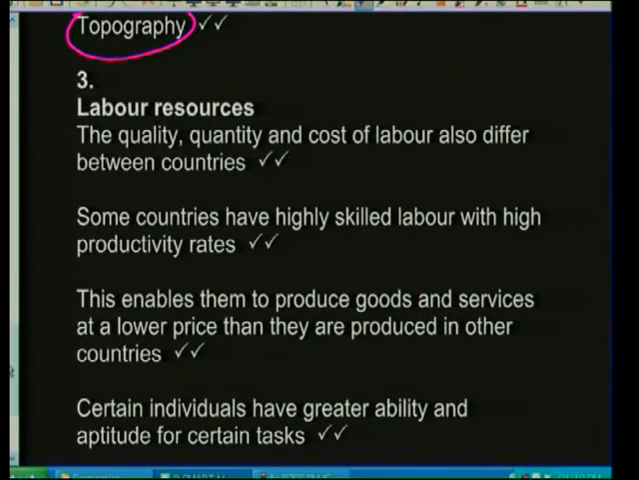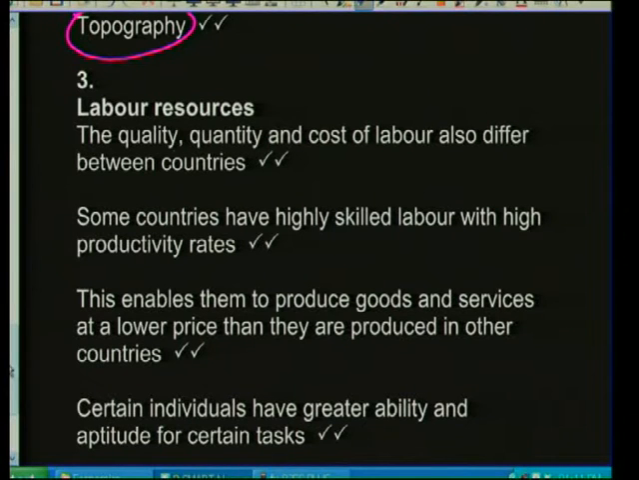Looking at another factor of production, that is the labor that is available in a country. The quality, quantity, and cost of labor also differs between countries. It could be that a country decides to have branches in other countries because the cost of labor in those countries is cheaper. And that is why we have globalization, and that is why we have international trade, because we are trying to find those places where we can actually reduce our costs.